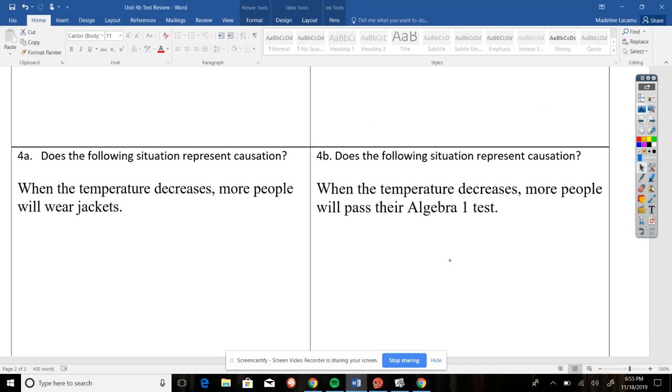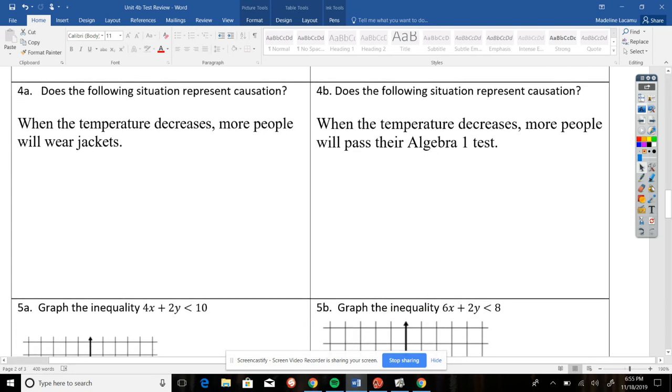For B, it says, does the following situation represent causation? So causation, remember, is when something is definitely related. One thing absolutely causes the other. So if we look at this one, it says when the temperature decreases, more people will pass their Algebra 1 test. So if the temperature decreases, that doesn't necessarily mean that more people are going to pass their Algebra 1 test. There may be some kind of correlation with it, but one thing definitely does not automatically cause the other. So we're going to say no.